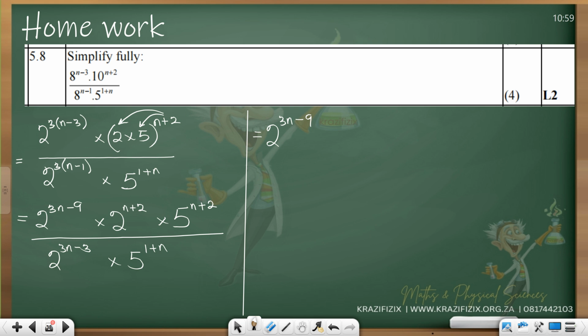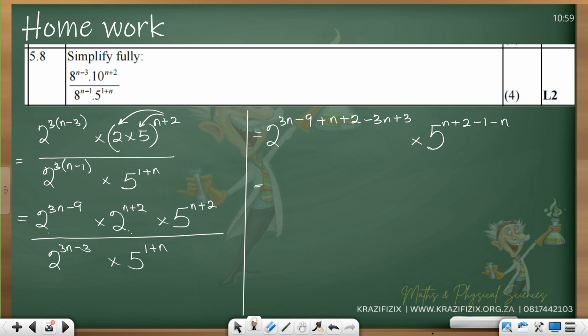If I group the 2, what do I have? 3n minus 9. There's another one on top. When I'm multiplying with the same base, I'm going to add the exponents. And now if I'm dividing, what do I do? I subtract. All I need to do is change my signs. 3n becomes minus 3n, and minus 3 becomes positive 3. We do the same thing for the 5, laws of exponents. Now 1 plus n becomes minus 1. The sign changes.